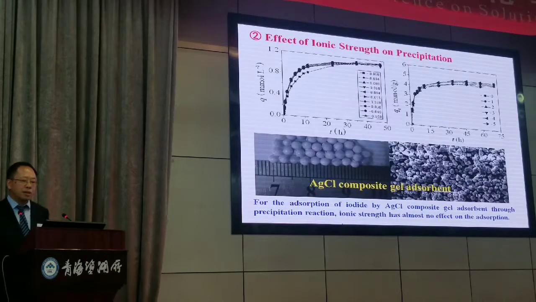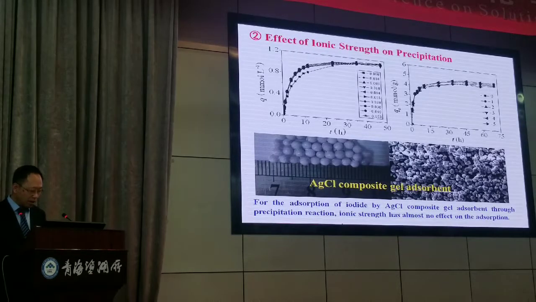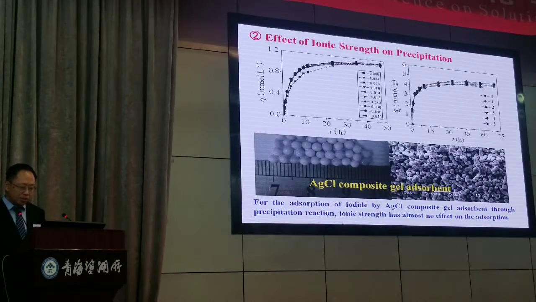Effect of ionic strength on precipitation. In the adsorption of iodide by silver chloride composite gel adsorbent through precipitation reaction, ionic strength has almost no effect on the adsorption.